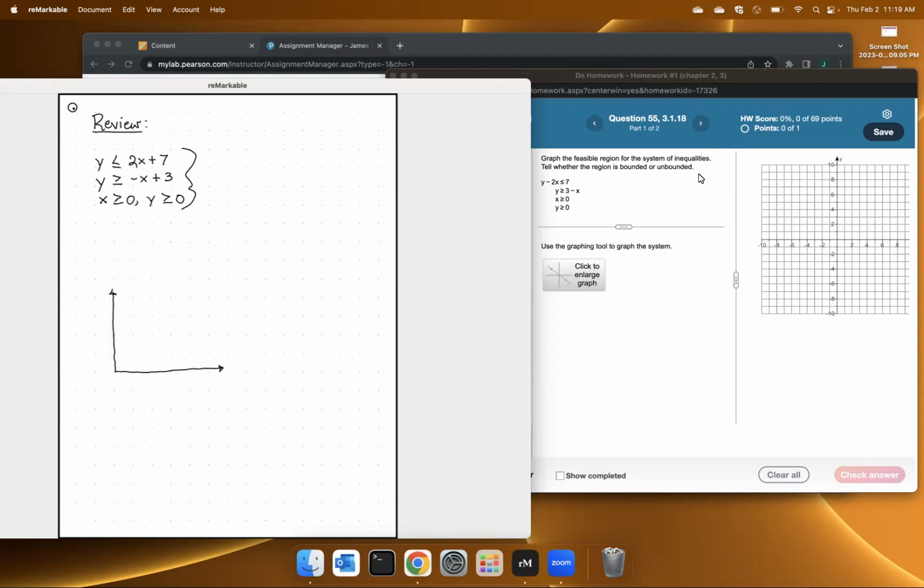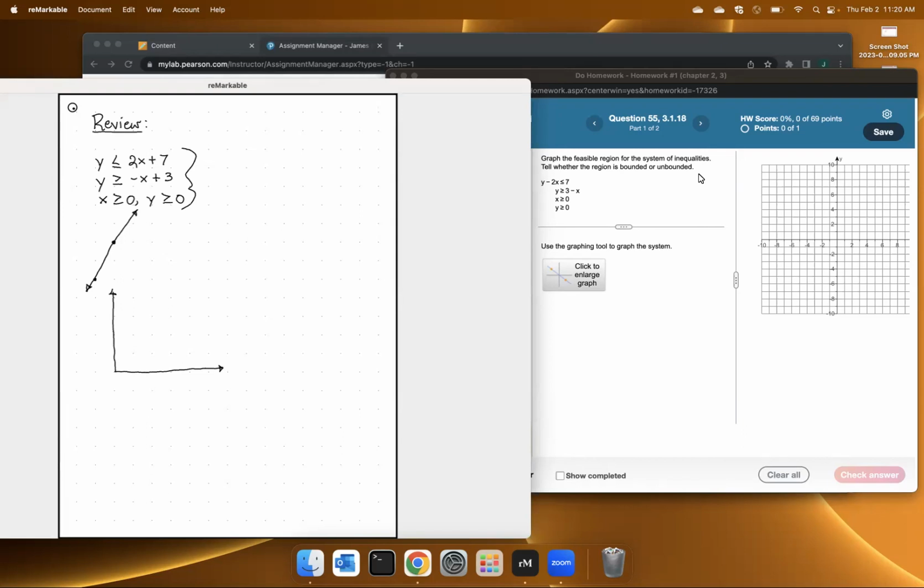All right, so first equation, it's got a slope of 2, right? 2x and a y-intercept of 7. So let's go ahead and graph that one. So I need to go, let's see, 1, 2, 3, 4, 5, 6, 7 up. That's our y-intercept. And then a slope of 2. So it goes over 1 up 2. So the line looks something like this.